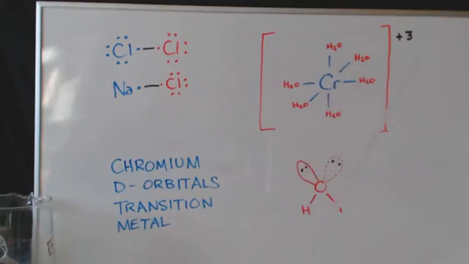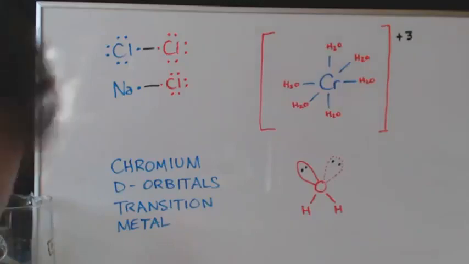The chromium itself is a +3. The water ligands are neutral because they are donating both electrons. They're just neutral. So overall, this has a +3 charge.